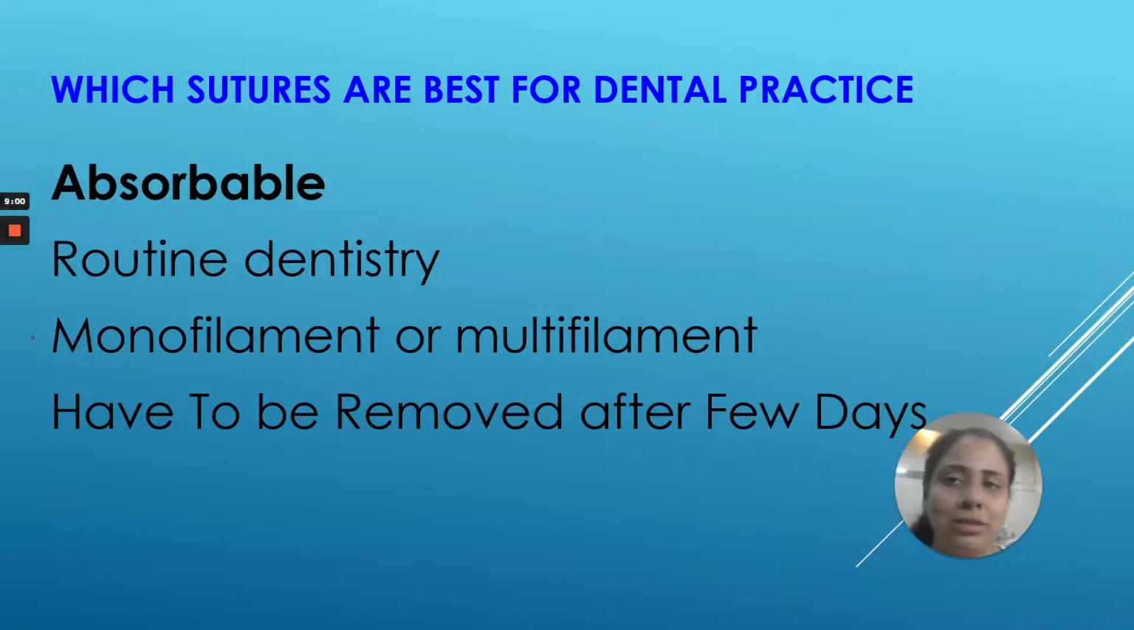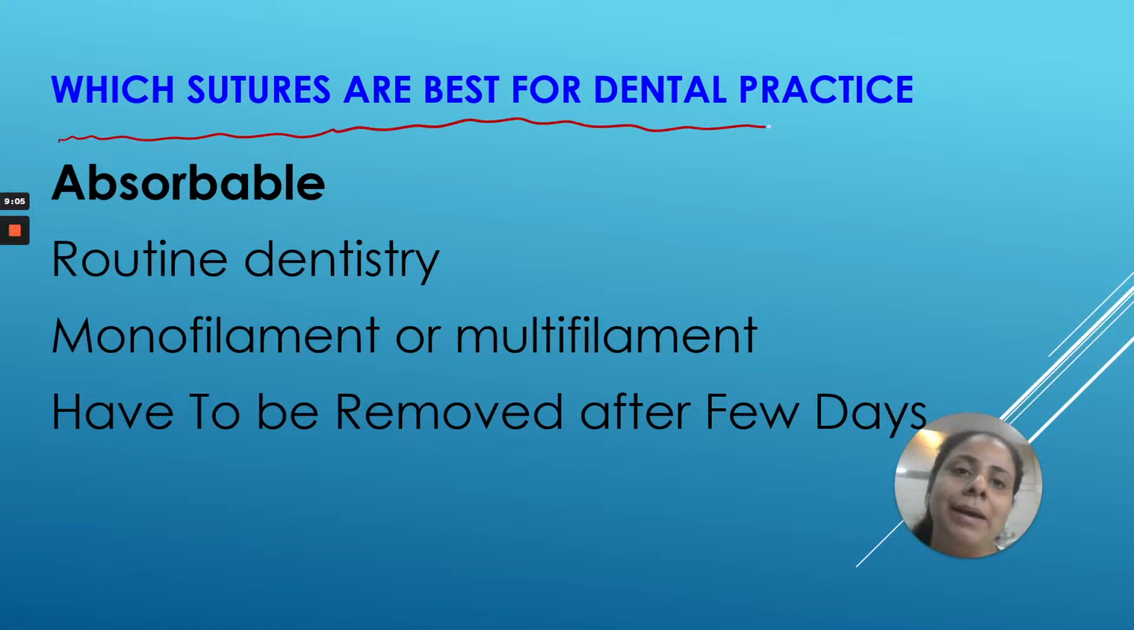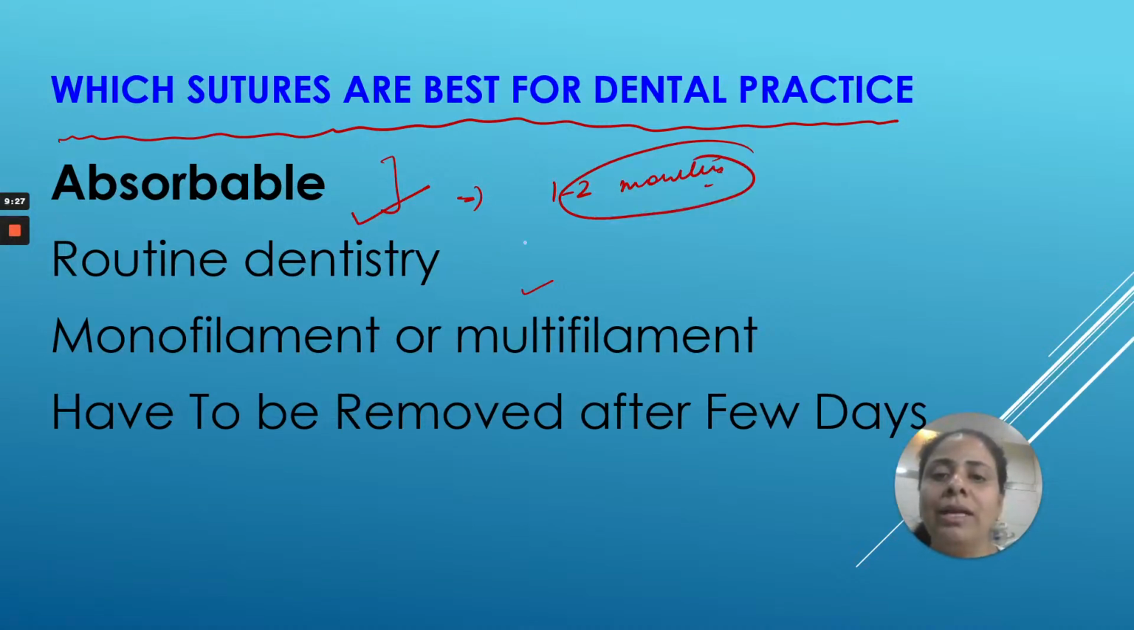So what kind of sutures? This is the most important question for us. Which kind of sutures are best for dental practice? I personally prefer using absorbable sutures in my practice. You can also use non-absorbable sutures for routine dentistry, either monofilament or multifilament. But absorbable sutures, all absorbable sutures, get resorbed in approximately 1 to 2 months. So I cannot leave my sutures for that long in the oral cavity. So they have to be removed after a few days, right?